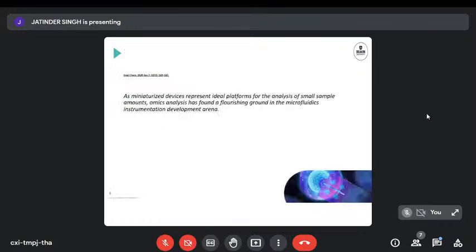In general, miniaturized devices represent ideal platforms for the analysis of small sample amounts. All the omics have found a flourishing ground in the microfluidic instrumentation development areas. So proteomics, glycomics, genomics, all the omics are benefiting from miniaturization because there's a gain in speed, a gain in performance, a gain in throughput, and we can do so with small amounts of sample. And if you want to isolate a protein from somewhere, you're typically not isolating it by the gram or kilogram. You're typically talking milli or microgram scale. So having analytical tools that can deal with small mass, small volumes, is highly beneficial.